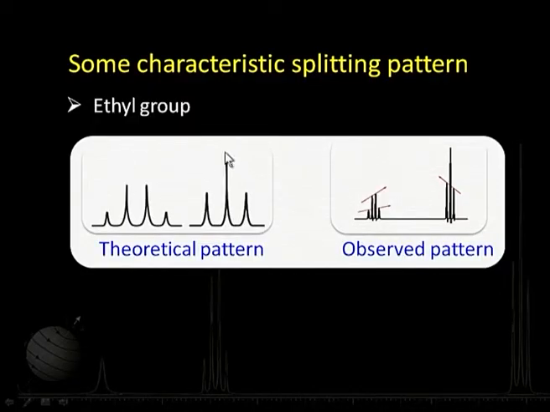Okay. Now, let us look at some characteristic splitting patterns here. Say the ethyl group. Ethyl group is basically CH2 CH3. Since there are CH2 and CH3, if I look at CH2 protons, there are 3 neighbors to that. So, I get a 4-line spectrum here. And if I am looking at CH3 protons, there is only the methylene group in the neighborhood. So, 2 protons are there, I will be getting a 3-line pattern there. So, that is the kind of spectrum I expect there.